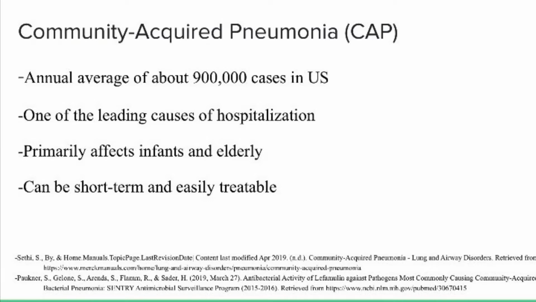It is one of the leading causes of hospitalization, and although it can affect anybody, it primarily affects infants and elderly because of their weakened immune systems. It can be short-term and easily treatable. However, its ability to worsen and become life-threatening is the reason it's so important today.